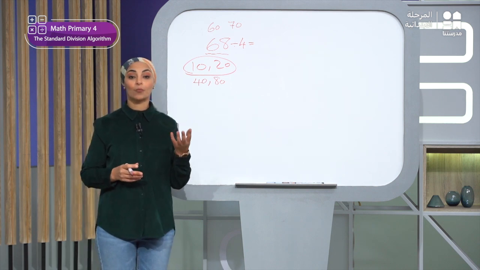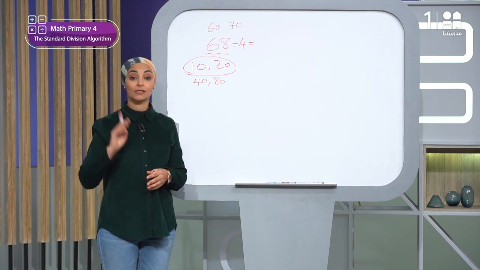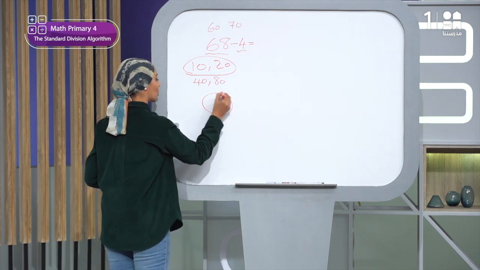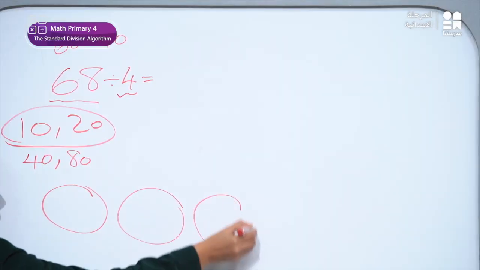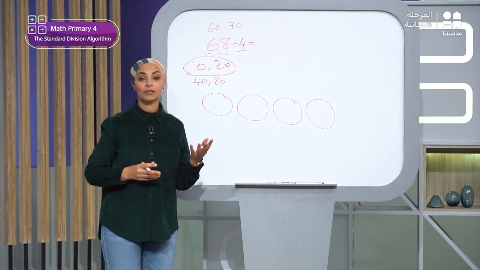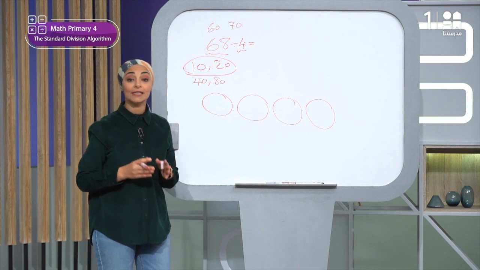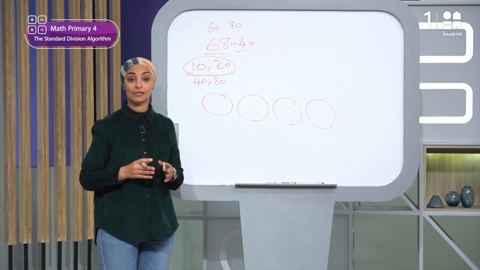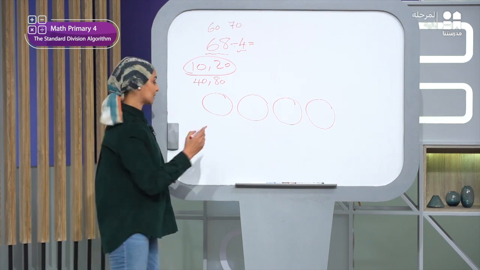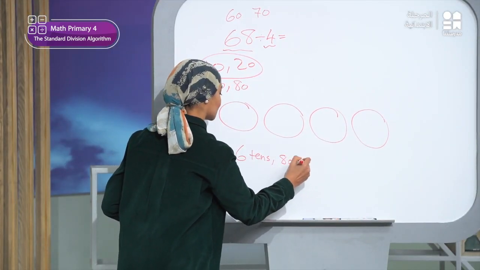Now we are dividing by 4. So what is my divisor? 4. We will draw 4 circles. Let's draw 4 circles together. As the divisor is 4, I will draw 4 circles like this. Okay? Then, what should I do? The dividend is 68. What does that mean? It means I have 6 bars of 10, right? 6 bars of 10 and 8 ones.